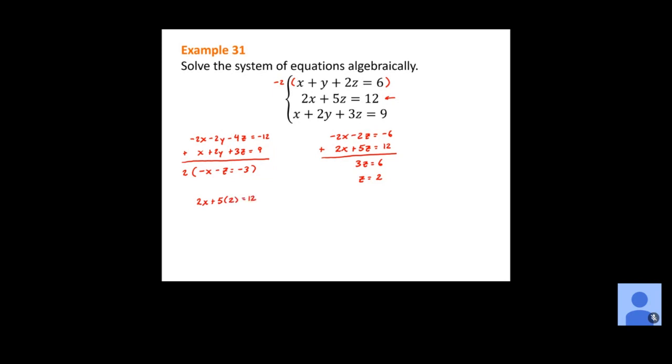All right, so I'm going to go ahead and solve this. So we got 2x plus 10 equals 12. Subtract your 10, 2x equals 2. Divide by 2, x equals 1. Okay, so now we know what z is equal to, we know what x is equal to, so now we can do what?